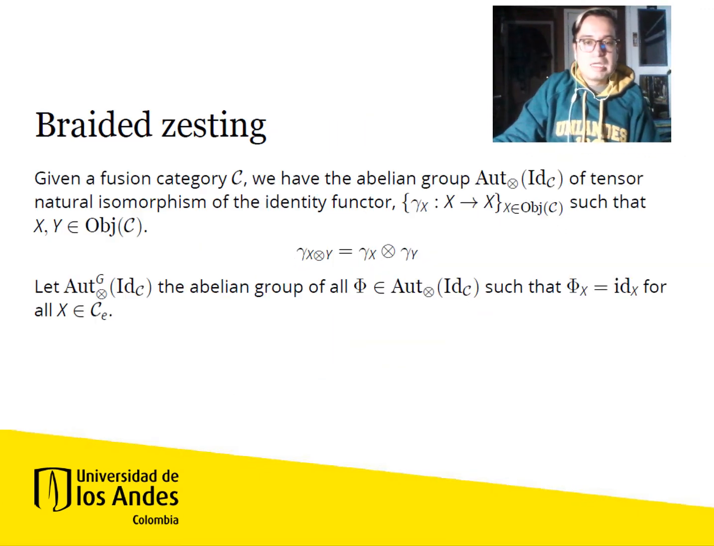Okay, now I'm going to talk about braided zesting. So first we will recall that when I have a fusion category, we have two abelian groups.